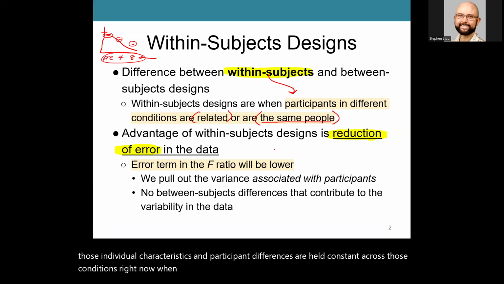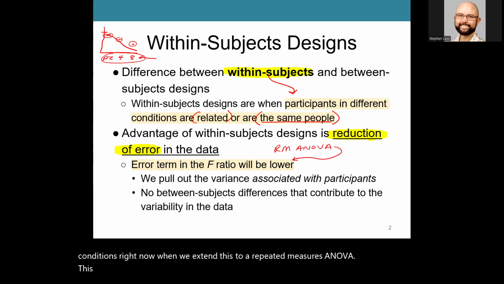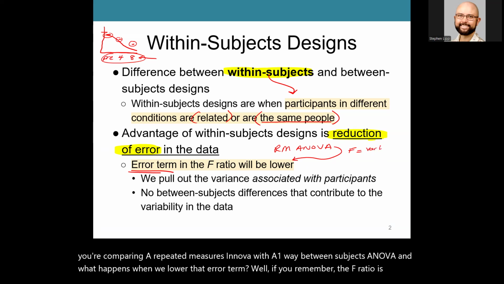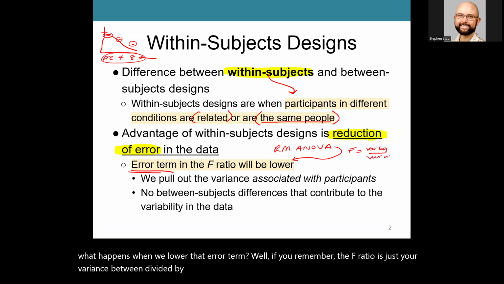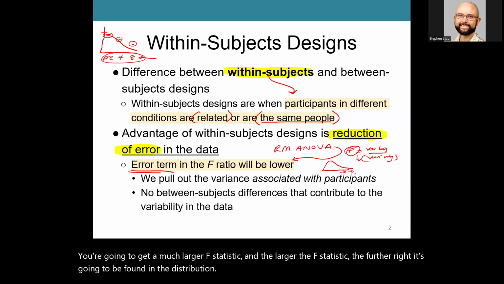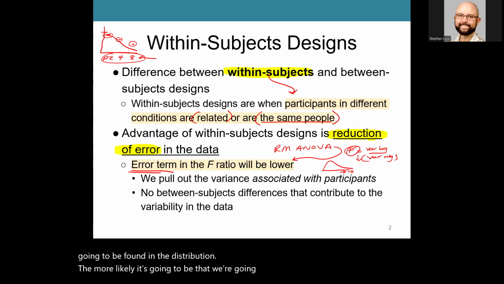Now, when we extend this to a repeated measures ANOVA, this means that our error term in the F ratio is going to be lower, all things considered, if you're comparing a repeated measures ANOVA with a one-way between subjects ANOVA. And what happens when we lower that error term? Well, if you remember, the F ratio is just your variance between divided by the variance within. So if you lower this denominator, you're going to get a much larger F statistic. And the larger the F statistic, the further right it's going to be found in the distribution. The more likely it's going to be that we're going to reject the null.